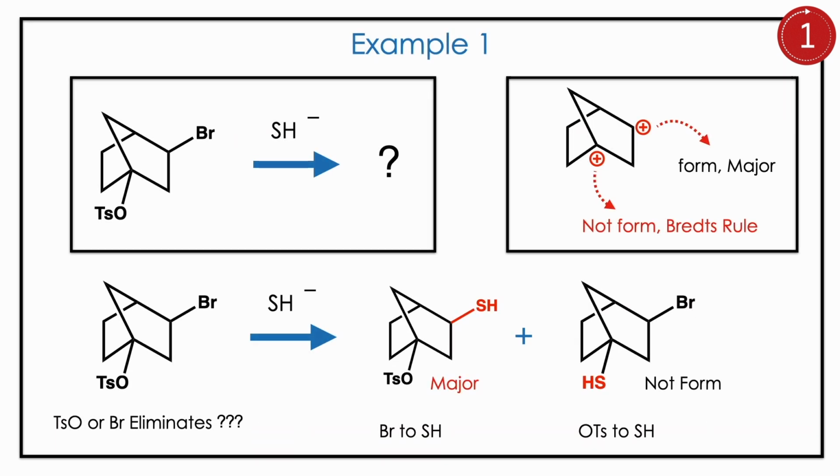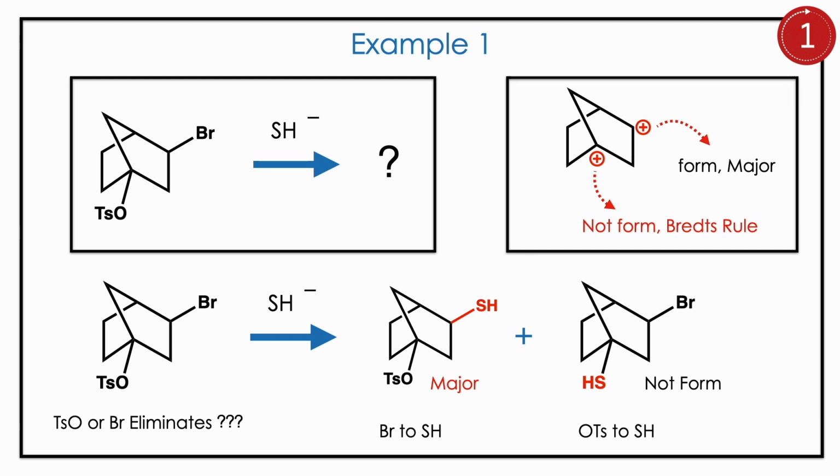Now we will see the problem. The starting material is a bicyclocarbon with two leaving groups, bromine and tosylate. You are using thiol nucleophile, SH minus, which can attack either carbon. Before that, the cation has to form, because with two leaving groups a cation forms easily. But if tosylate leaves, you would have a cation at the bridged carbon. So that is what our rule dictates.